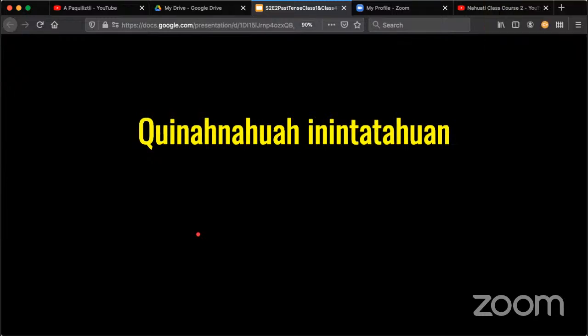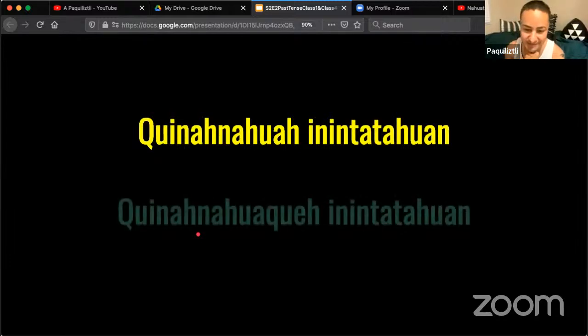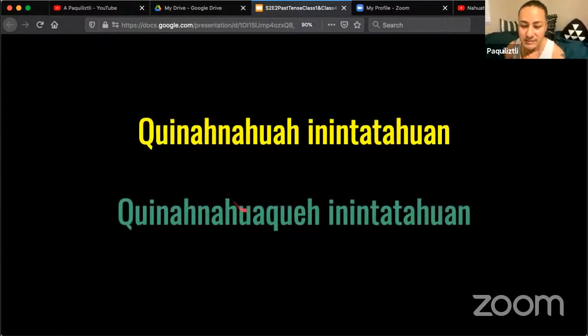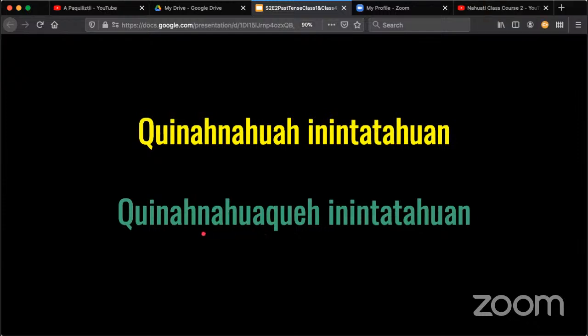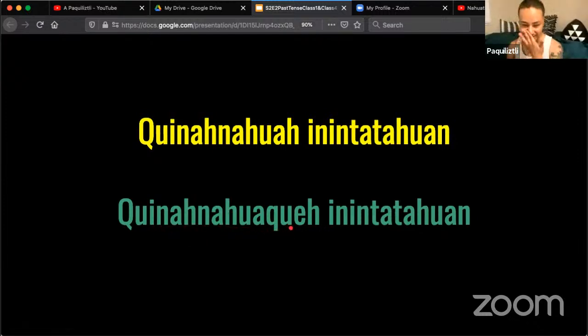Kinahnahuahque inintatawan. Because it's more than one, because they're the ones doing it, it is not nahnahuahqui, it becomes nahnahuahque. They hugged their parents. Notice right here, I put ki, but it could have been switched to kin, because they're plural. I didn't, because honestly you can't hear the difference between ki and kin, and I also made an error and didn't realize it until now. But actually, this would still work.